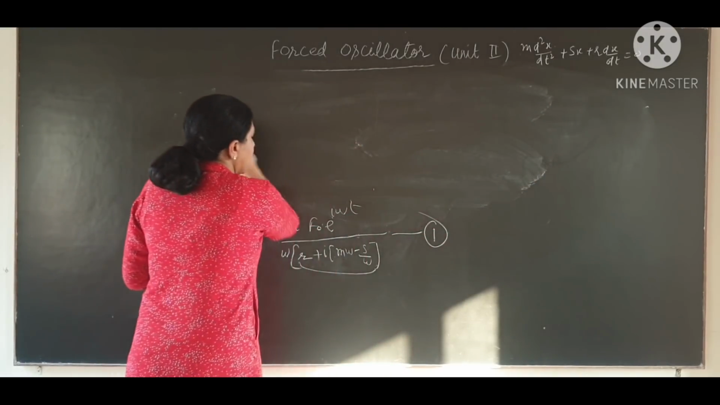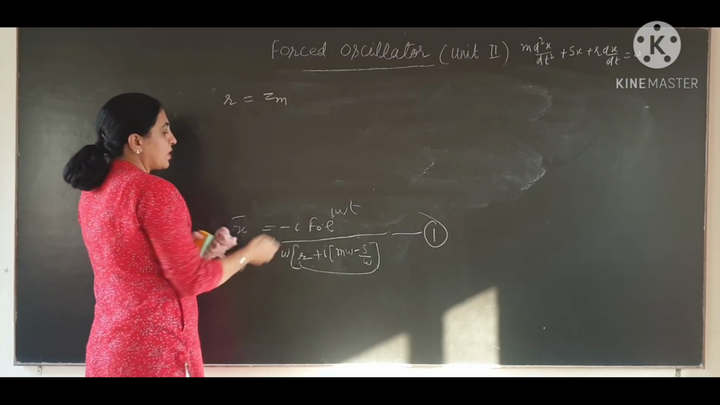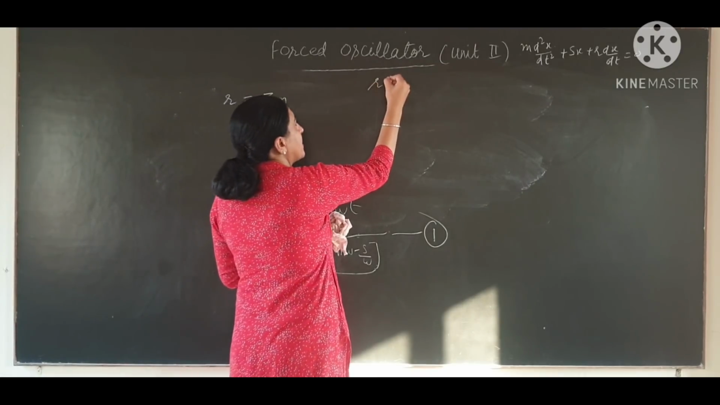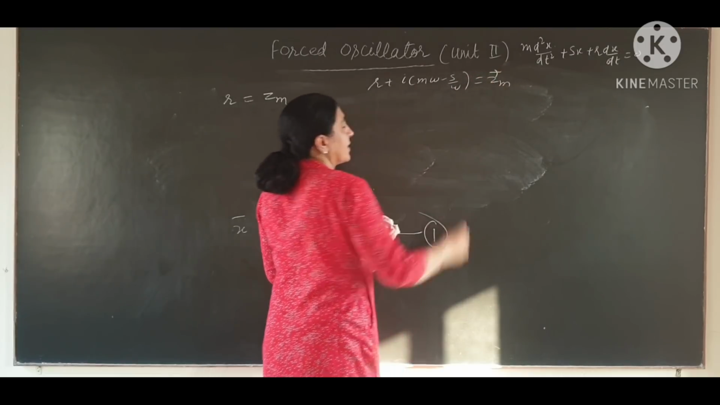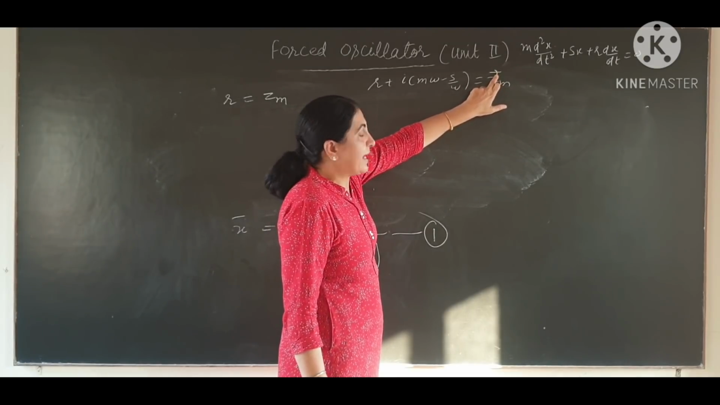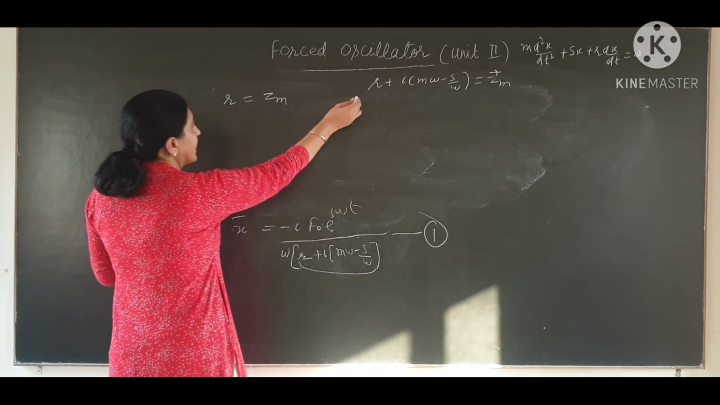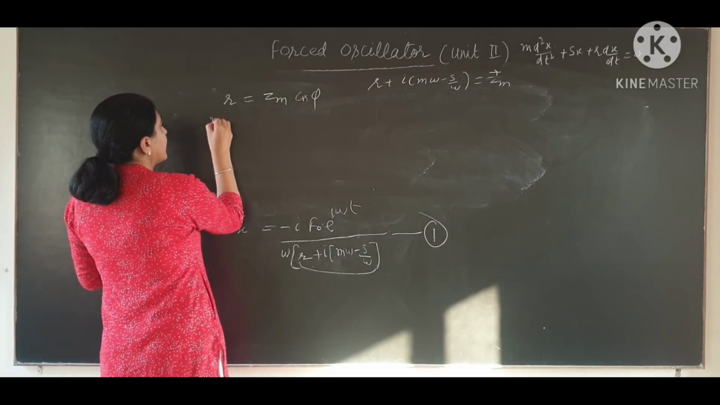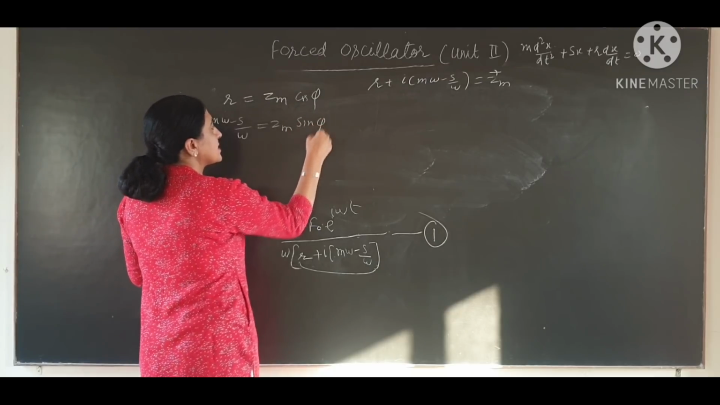Next is that if I put this r, because this is the real part of impedance and this is the imaginary part of impedance, I write r plus iota m omega minus s over omega, that is equal to Zm. This is a complex quantity because here is iota. Here this is the real part. So I can write r is equal to Zm cos phi, the real part, and m omega minus s over omega is equal to Zm sin phi.